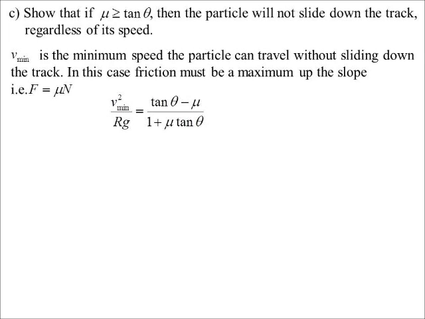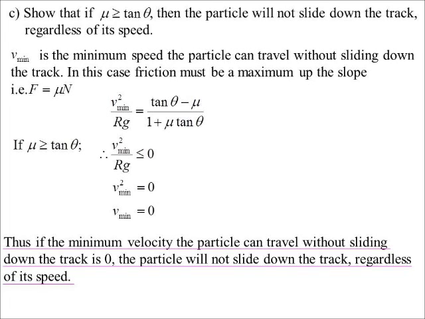Okay. But if mu is greater than or equal to tan theta, v squared is less than or equal to 0, well, therefore the minimum is 0. We're saying the minimum velocity squared will always be less than or equal to 0. Well, you can't have a negative, of course, because we're talking velocity squared. So if the minimum velocity squared is 0, minimum velocity is 0. So if the minimum velocity is 0, the particle won't slide down regardless. We can give it any velocity and it won't slide down.